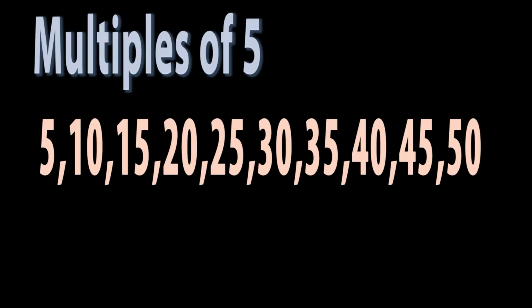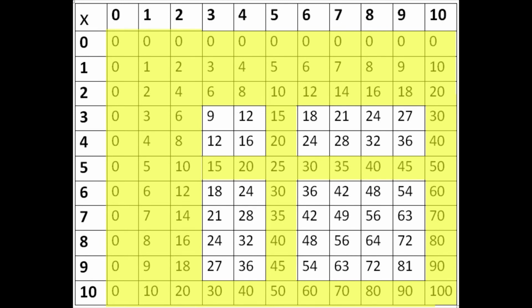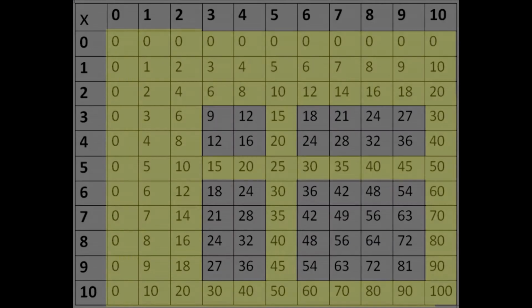The multiples of 5 have a pattern to help you know if you've got a reasonable answer. Multiples of 5 have a 5 in the ones place or a 0 in the ones place. As we look at our multiplication chart, we've learned how to multiply by 0, 1, 2, 5, and 10.